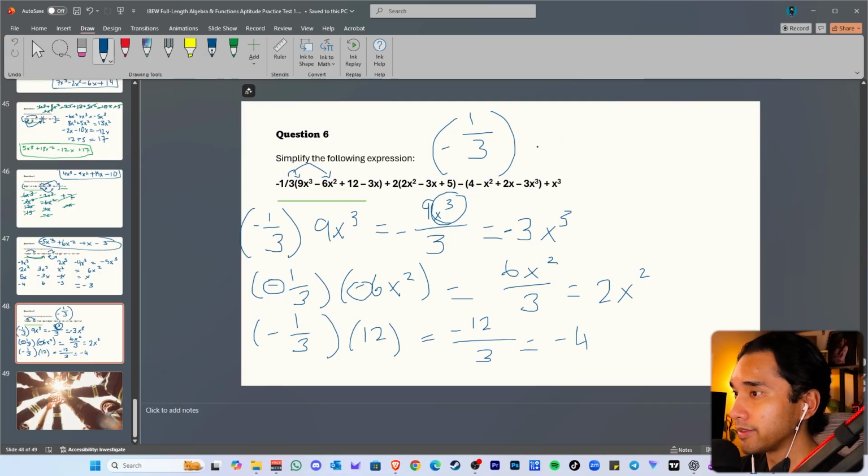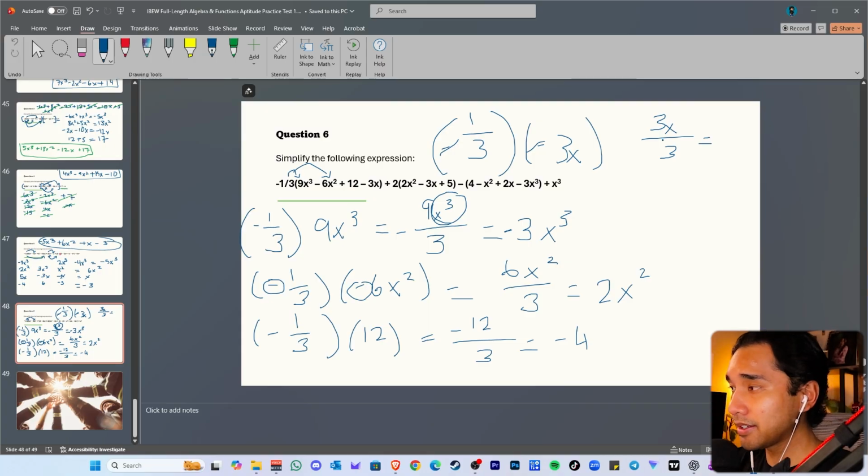Okay, and then moving along, we have negative 1/3 times negative 3x. And that equals, these negatives cancel out. So we have 3x over 3. And that equals, what is 3 divided by 3? Anything divided by itself, repeat after me, equals 1. Hooray! Okay, you're smart. 1, and then carry that x, equaling just x.